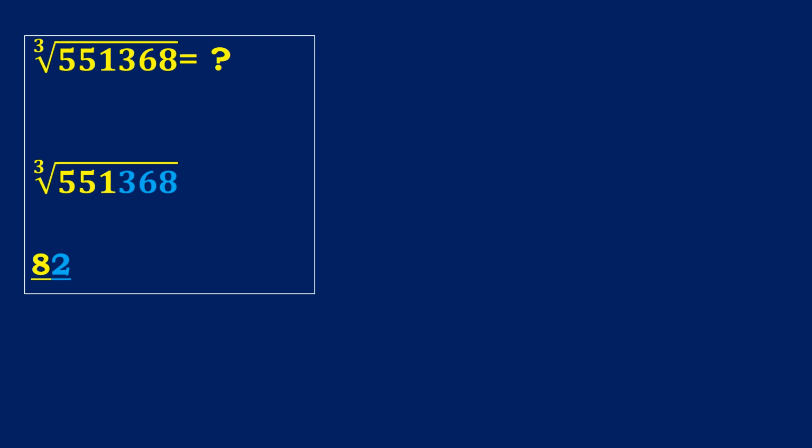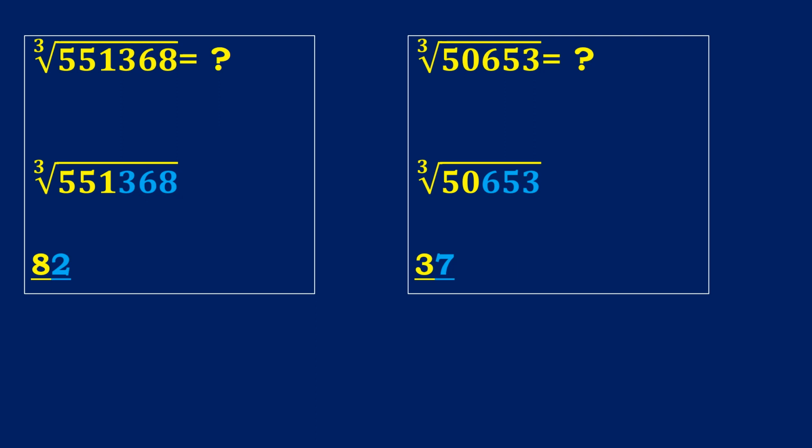Therefore, the cube root of 551,368 is 82. Let's look at another example to understand the cube root concept.